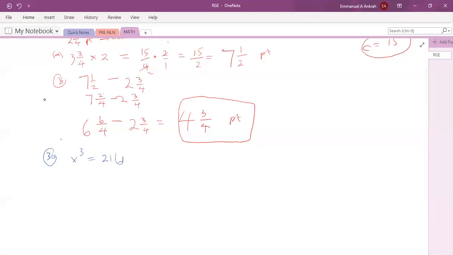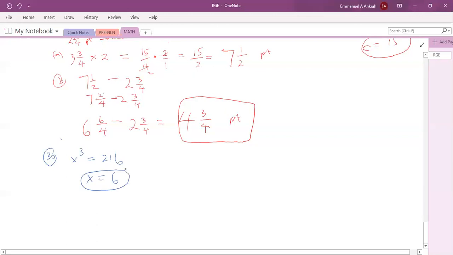B. So this is B. X is equal to 6. 6 times 6 times 6 gives you 216. So you can work backwards here. All right.